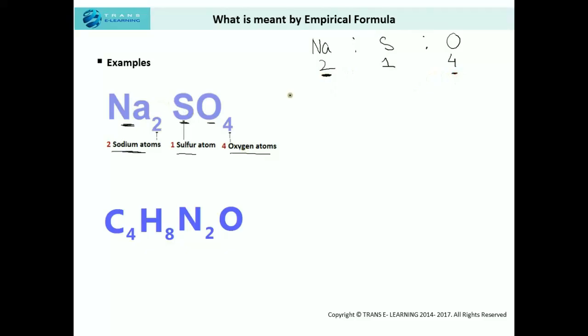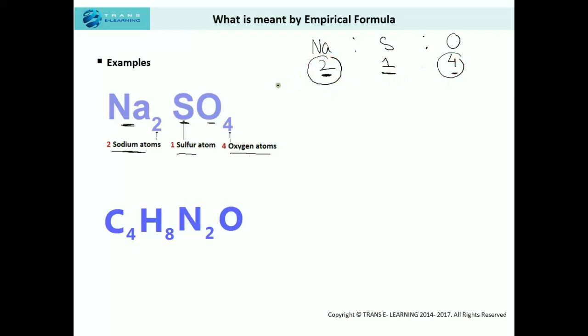So I would like to tell you here that when I'm taking into consideration the empirical formula, the empirical formula of the compound is a formula which shows the simplest whole number ratio, and the simplest whole number ratio represents no common factor. I am taking into consideration that all the atoms of the elements should not have any common factor. Here there is a common factor 2 between 2 and 4, but with sulfur we don't have.